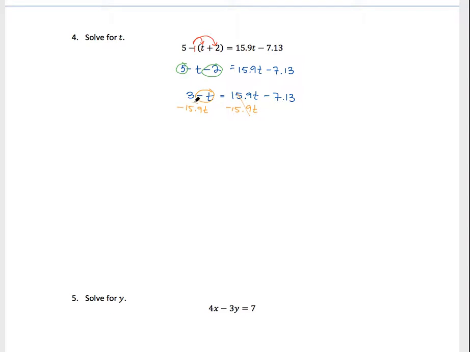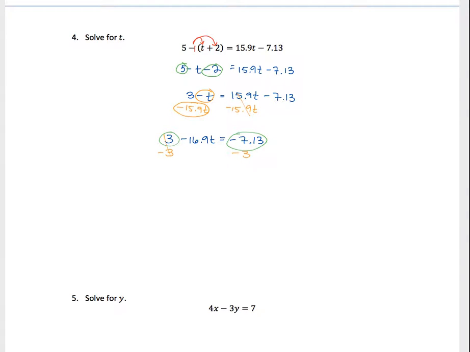And then on the left, I'm going to combine this term and this term, okay? So I still have the 3. Let's bring that down. -t minus 15.9t, that's -16.9t. Okay, and then on the right, I've got that -7.13. All right, now I'm going to combine the 3 and the -7.13. So I got to bring this guy over. And to do that, I have to use inverse operations. So the opposite of +3 is -3.